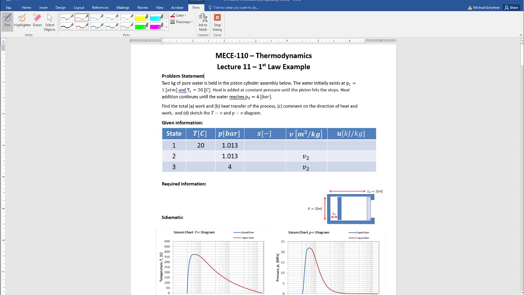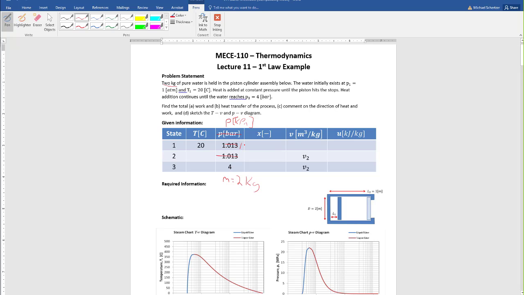So what I've done is I said, okay, there's 2 kilograms of water, right? So here I'll write down that the mass is equal to 2 kilograms, because I don't think I did that yet. It initially exists at 1 atmosphere, which is 1.013 bar, but what I think I should do is get rid of this and put pressure in kilopascals. Remember, I said before, our lives tend to get easier when these are in kilopascals.